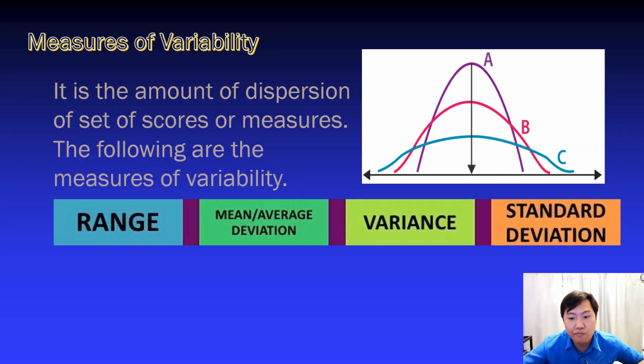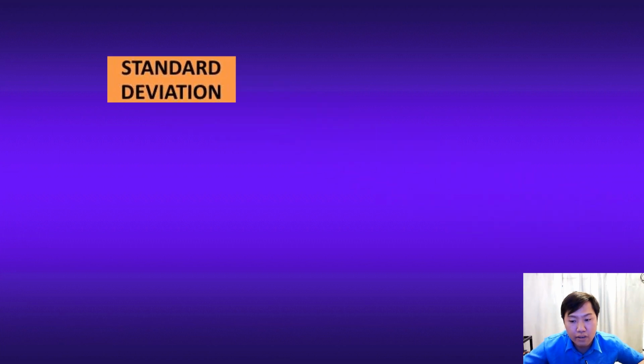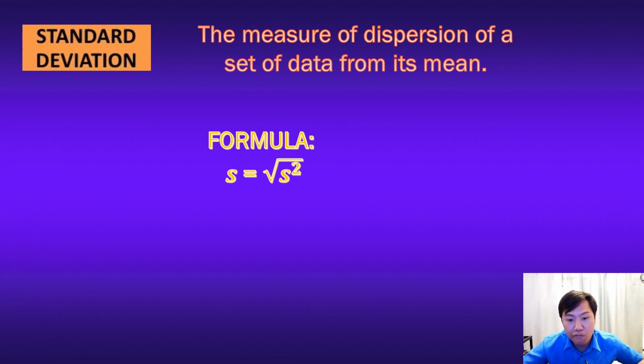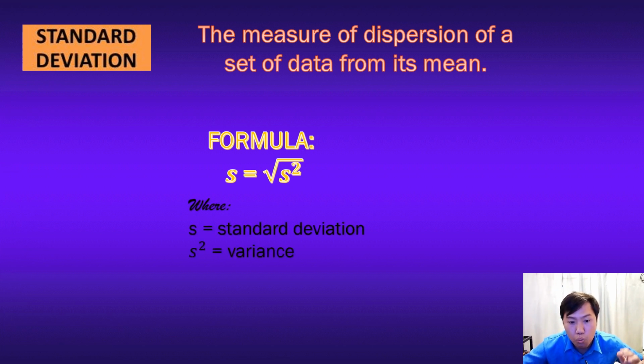The next measures of variability is the standard deviation. So what is the standard deviation? Standard deviation is the measure of dispersion of a set of data from its mean. So gaano nga bang kumalat yung ating set of data mula doon sa ating mean. So madali lang ang kanyang formula. All you need to do is to take the square root of the variance or the s squared, where s is the standard deviation and the s squared is the variance na mamaya kukunin natin.